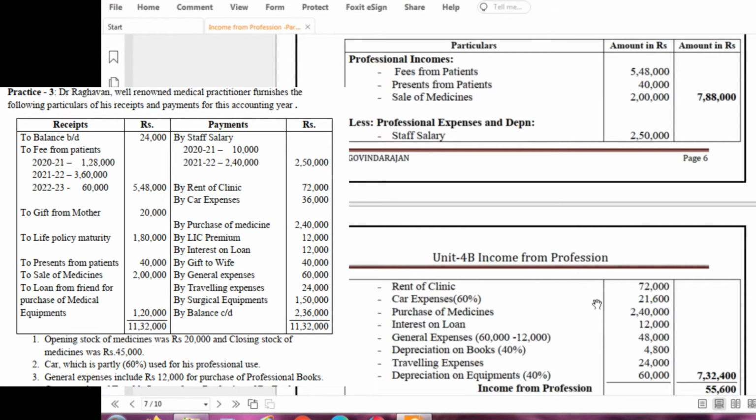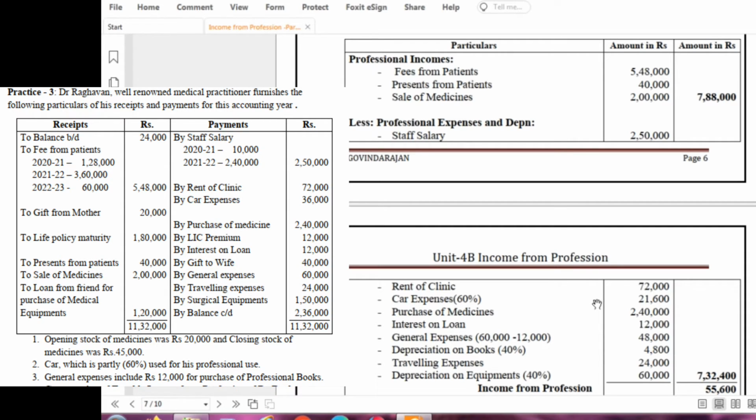Less professional expenses and depreciation. Staff salary 2,50,000 and rent of clinic 72,000, both will be adjusted. Car expenses only 60% was given adjustment for his professional use, so only 60% we have to adjust with income. Next, purchase of medicine 2,40,000, it is professional nature. Next, LIC premium is personal, leave it. Interest on loan 12,000, it's a professional nature. Nothing was given adjustment. Gift to wife, it's personal.